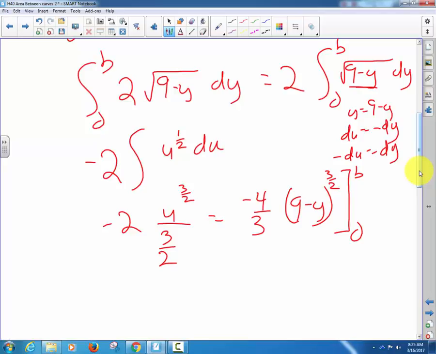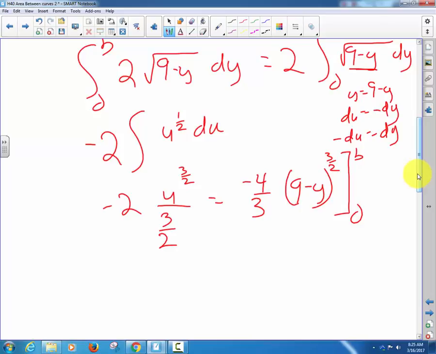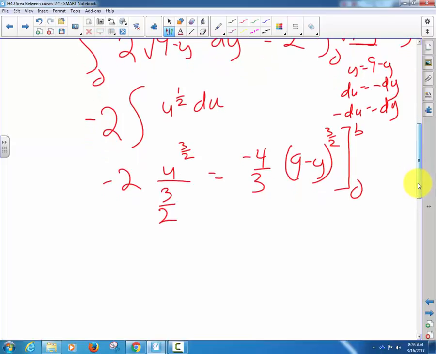Would you agree? But we've got to. So let's just keep chasing it, okay? I'm glad you see the problem that we've got here, but we've got to get an answer. So let's just keep doing what we can right now, and hopefully something will come to us. When we put the b in, we get negative 4/3, 9 minus b to the 3/2, minus negative 4/3. When we put 0 in, we get 9 to the 3/2, right?